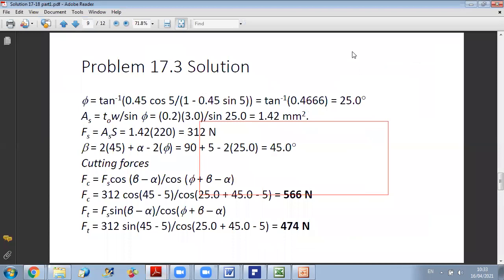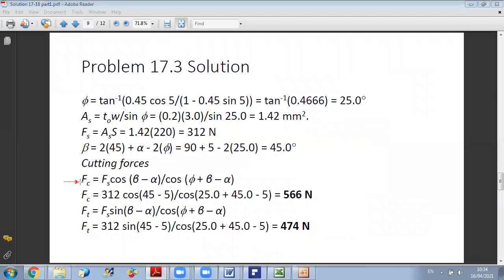So after calculating the different angles and the shear force, all we have to do is replace back in the equations for FC and FT, and this will give us FC and FT in Newton, because FS is in Newton.